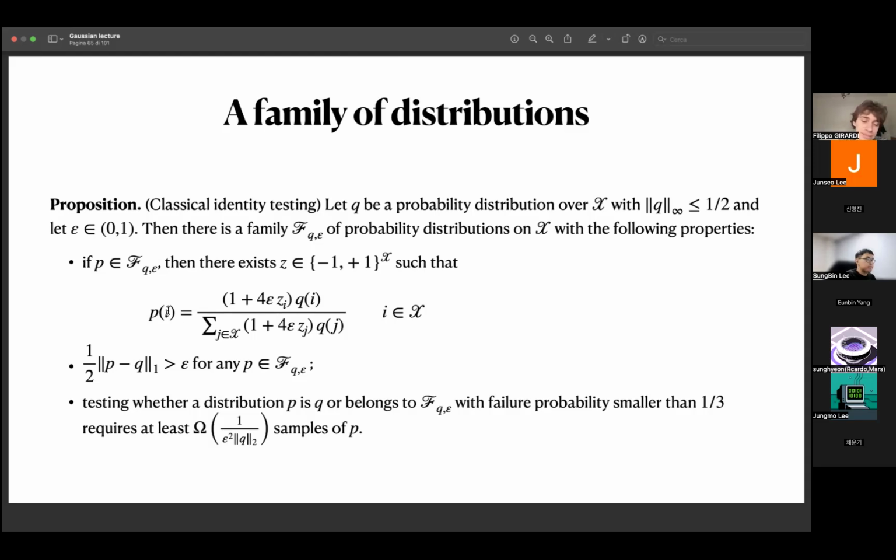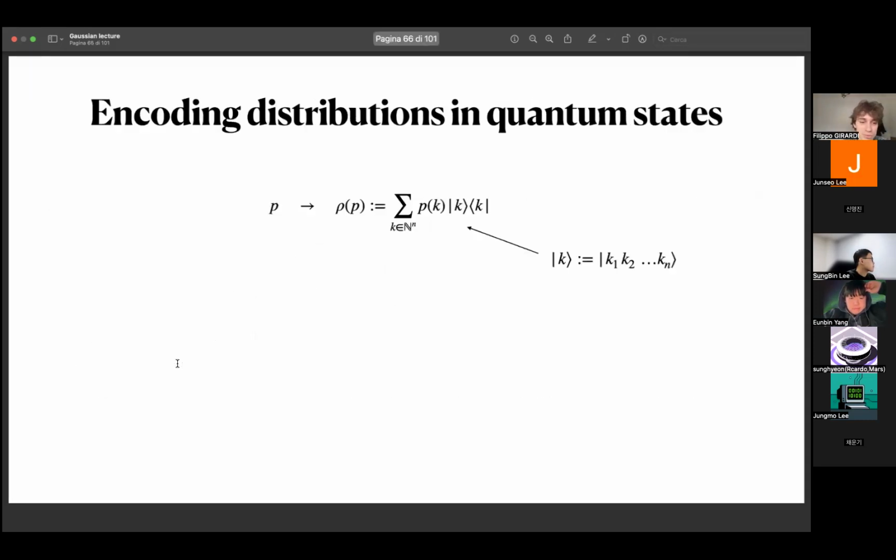But the number of elements in this family is large enough so that testing whether a distribution P is Q or belongs to this family has a sample complexity which scales as I showed before in the previous slide. So this family is exactly the family of adversary probability distributions, which might be wrongly guessed to be Q, and which are at least epsilon far from Q.